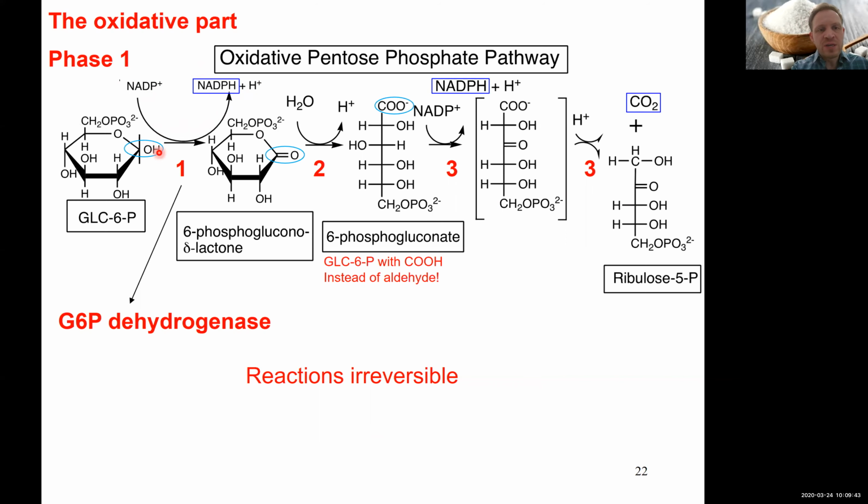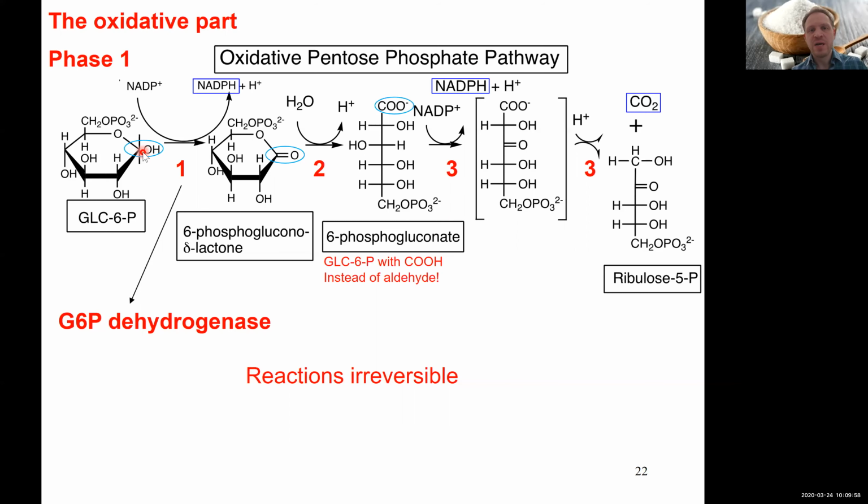Just for note here, the hydroxy group is shown in the middle here at the anomeric carbon. This is simply to indicate for you that this can work with both the alpha and beta version of glucose-6-phosphate. All right, so we have made a lactone.